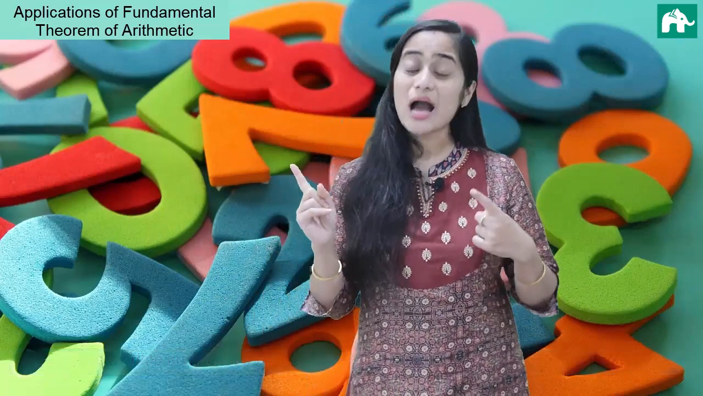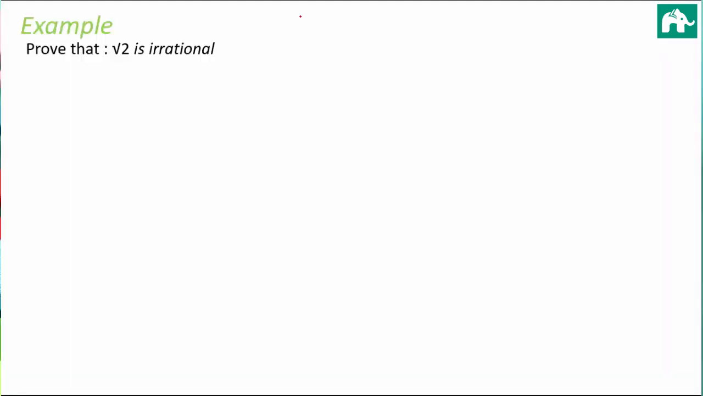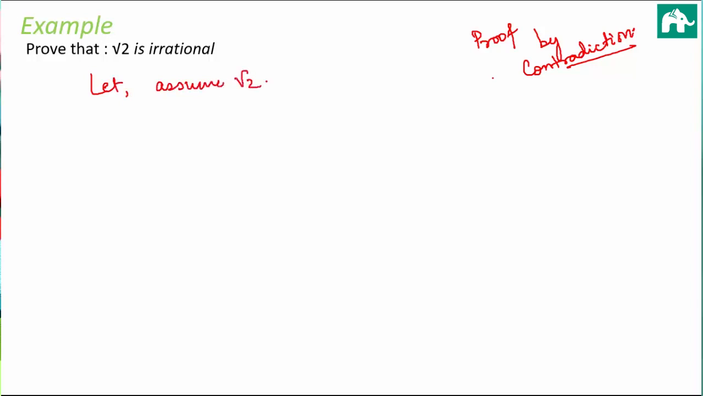So let us take a look at how we prove this. How do we prove that root 2 is an irrational number? We will prove it by what we call proof by contradiction. Basically, we will assume that root 2 is rational, and then we will arrive at a result which is false, and therefore by contradiction we will prove that root 2 is irrational. Okay, so how do we start? Let's assume that root 2 is rational.